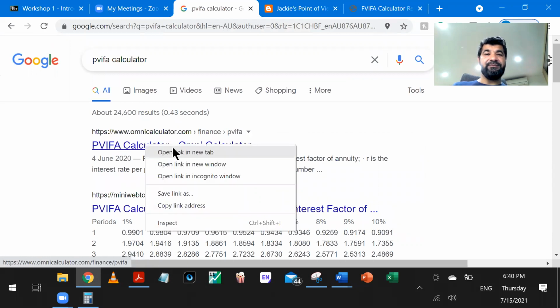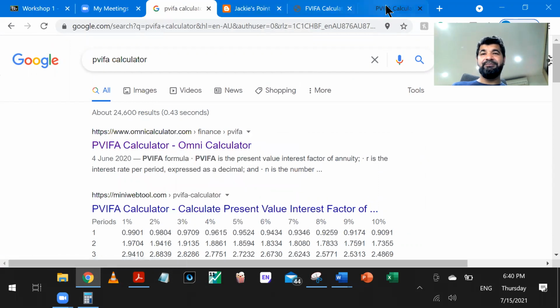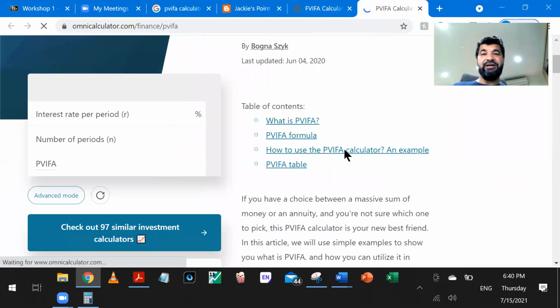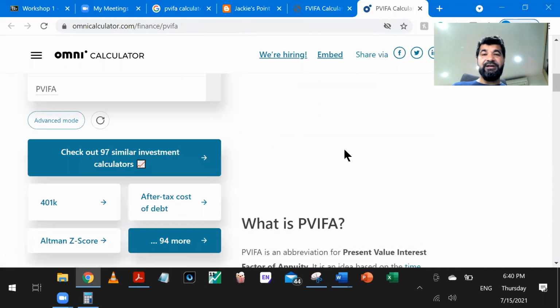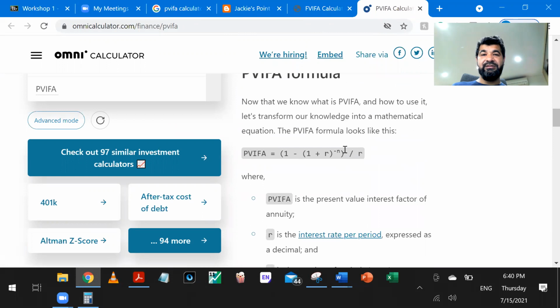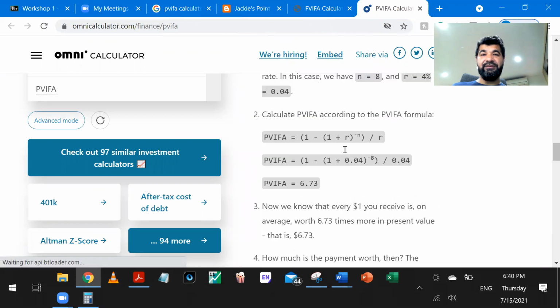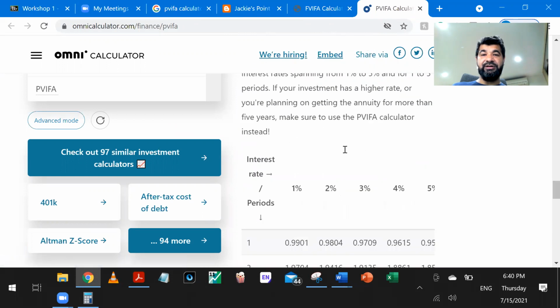Present value calculator. Present value interest calculator. Where is that? Where is the calculator actually?